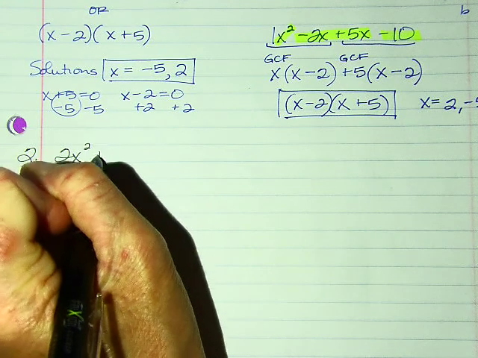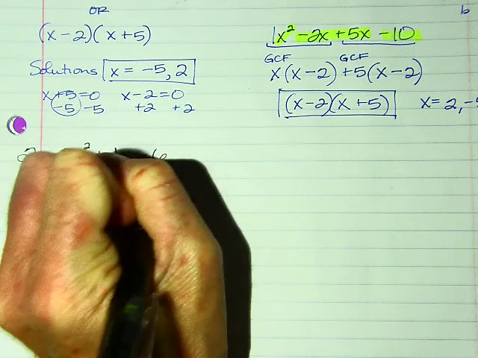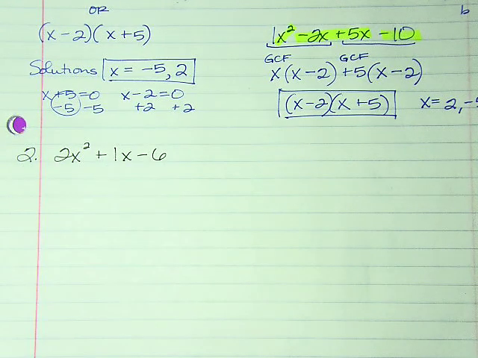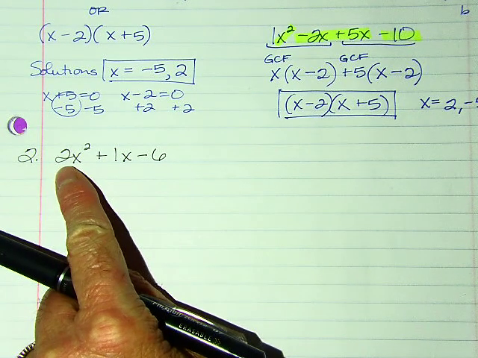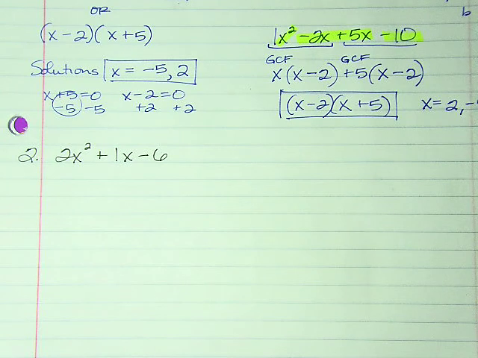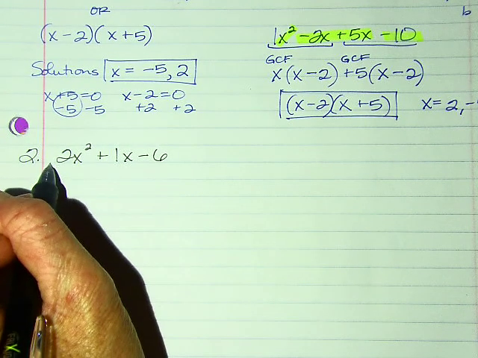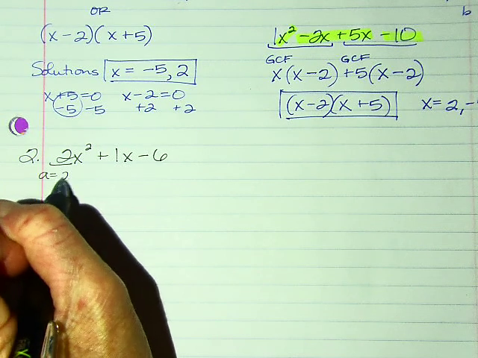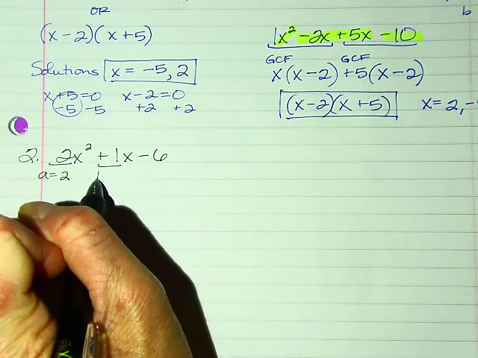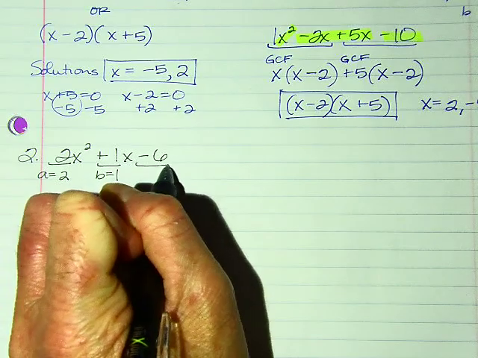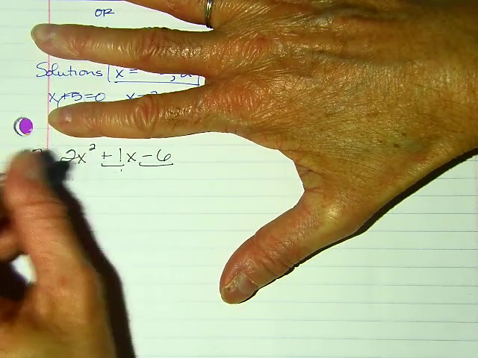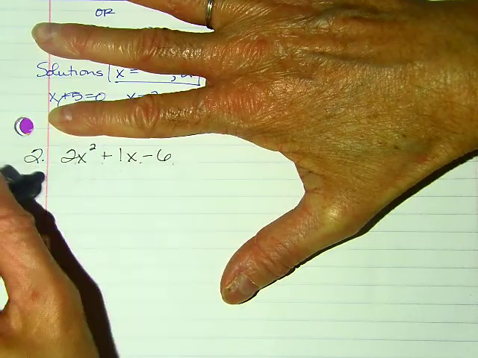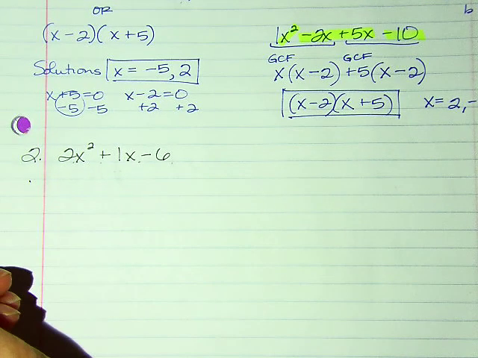Okay? So here's a more complicated one: 2x squared plus 1x minus 6. Now for this one, notice A is not 1. And so this is where the grouping method works really, really nice. So here we go. I have A is 2, B is 1. I'll do both methods again so you can see how they work out.